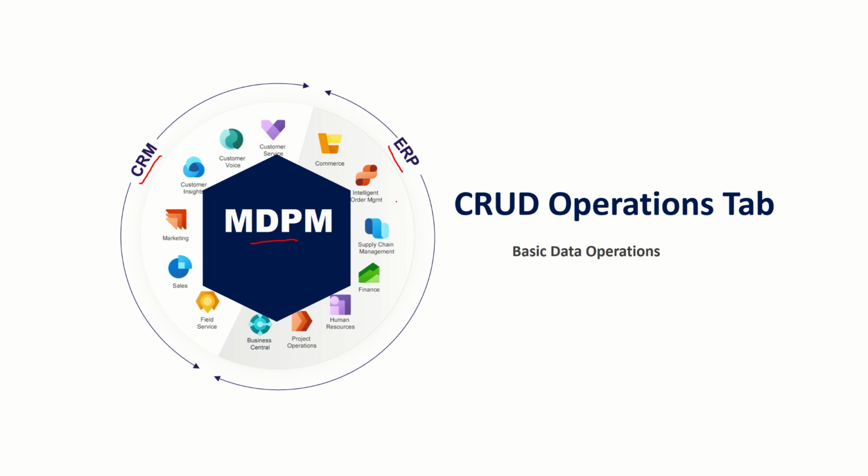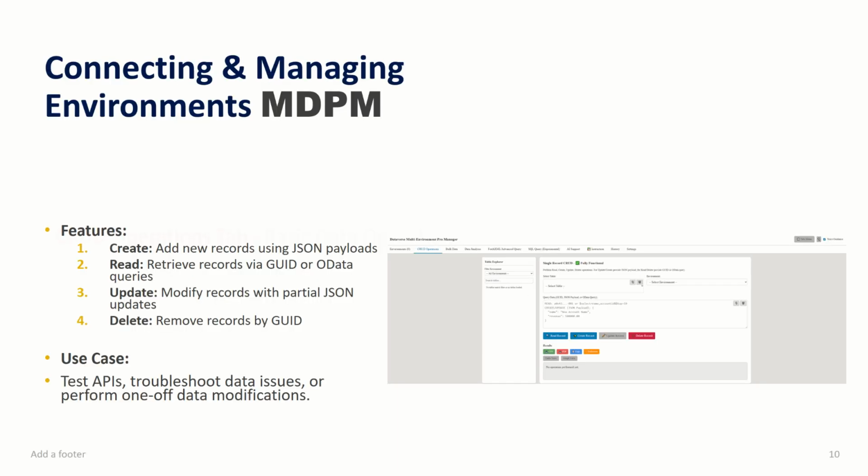So this is the module where you can use CRUD operations. We call it the CRUD operation tab, and on this tab you can use basic data operations. I'm going to explain what you can achieve using this tab of our application. In this section, I'm going to be talking about the basic operations using our CRUD operations.